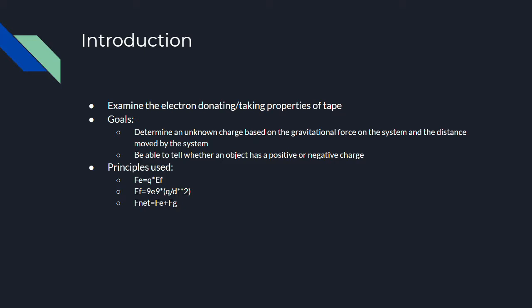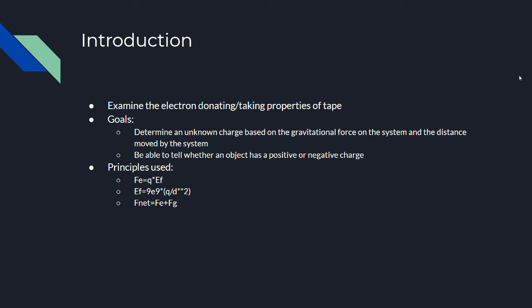Another goal is to be able to tell whether an object has a positive or negative charge. In the case of the lab, we did a simple test where we rubbed a plastic pen in our hair, and since the tape was attracted to this negatively charged pen, it indicates that the tape must have a positive charge.